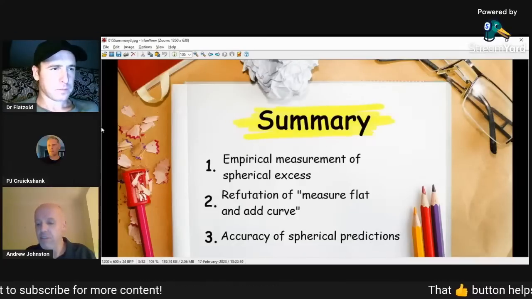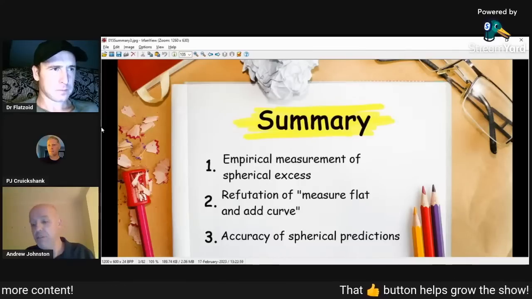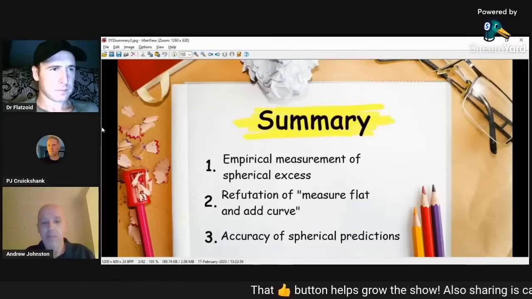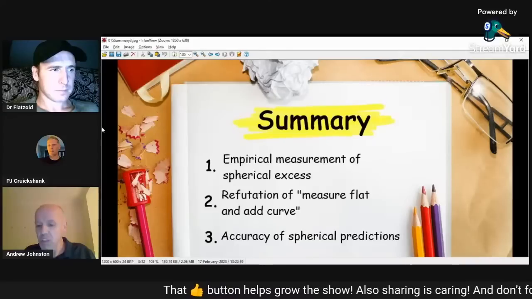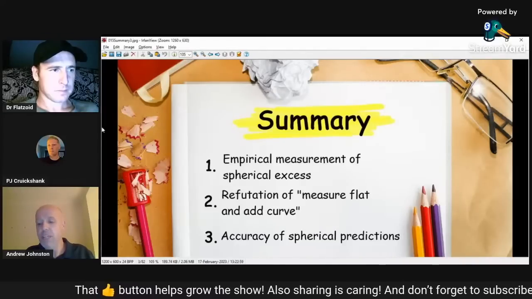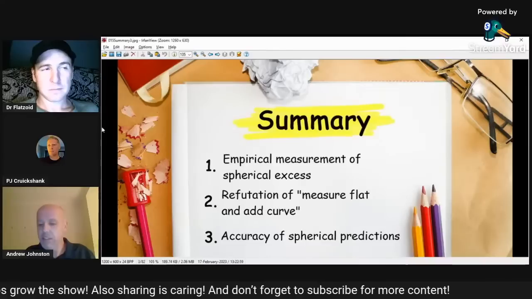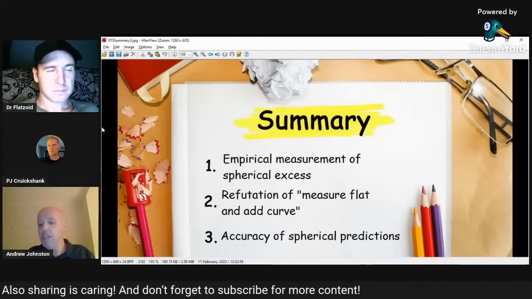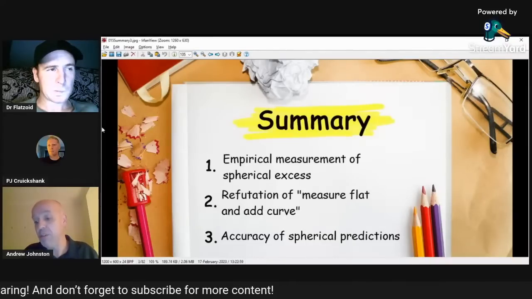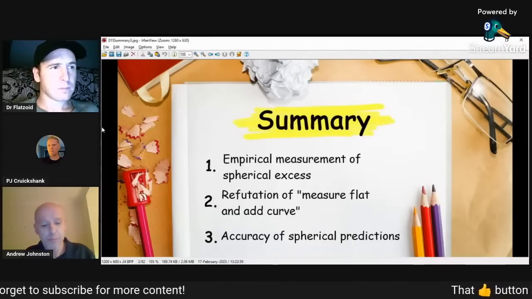I'll show analysis that refutes the flat Earth arguments I've heard about geodetic surveying, that being that the surveyors actually measure a flat Earth and then add in the curve to make it look like it's a globe. And lastly, that the predictions that they make in their survey using the assumption of curve match real-world measurements.